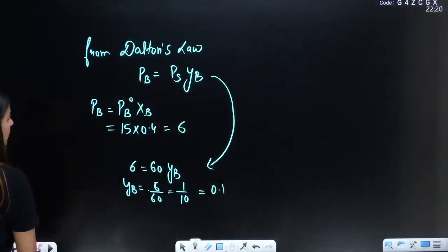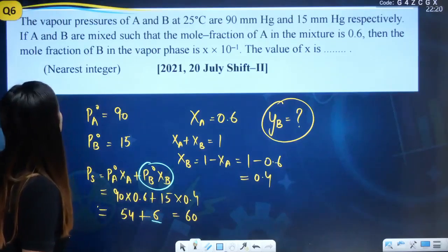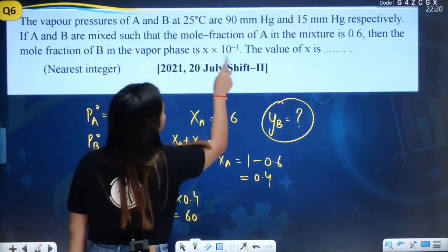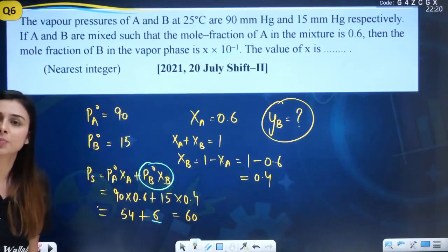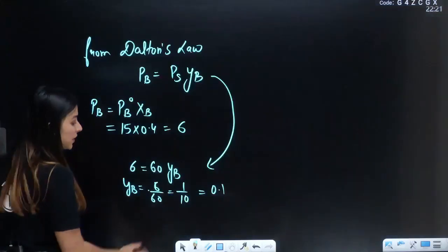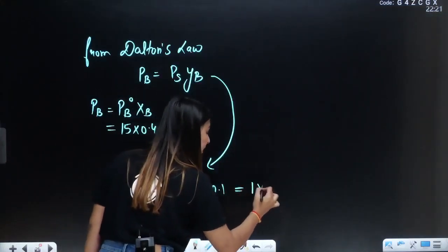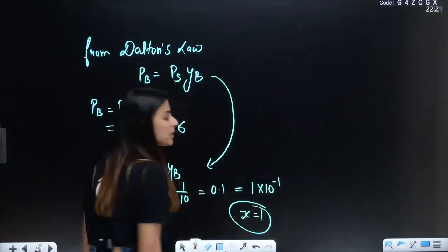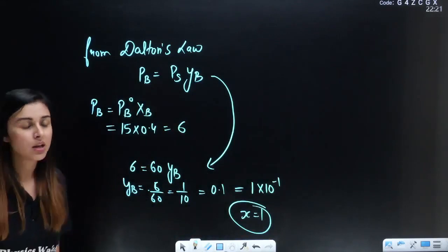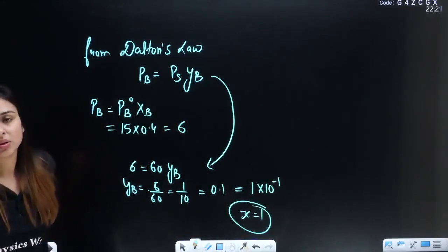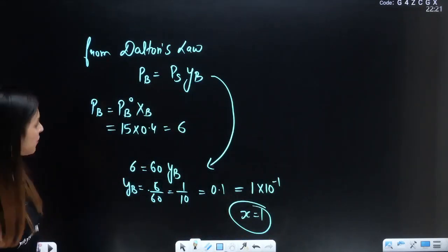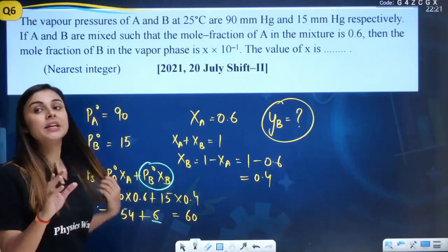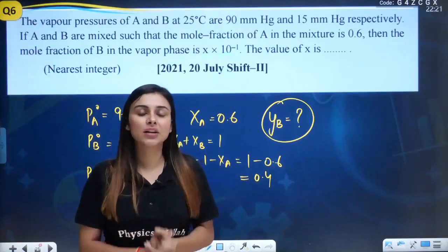You have to calculate the mole fraction of B in the vapor phase in the form of x into 10 raised to the power minus 1, which means this can be written as 1 into 10 raised to the power minus 1. So your x value is equal to 1. This is how you are going to solve this question. Very easy question. You just need to use all the expressions that you have calculated.